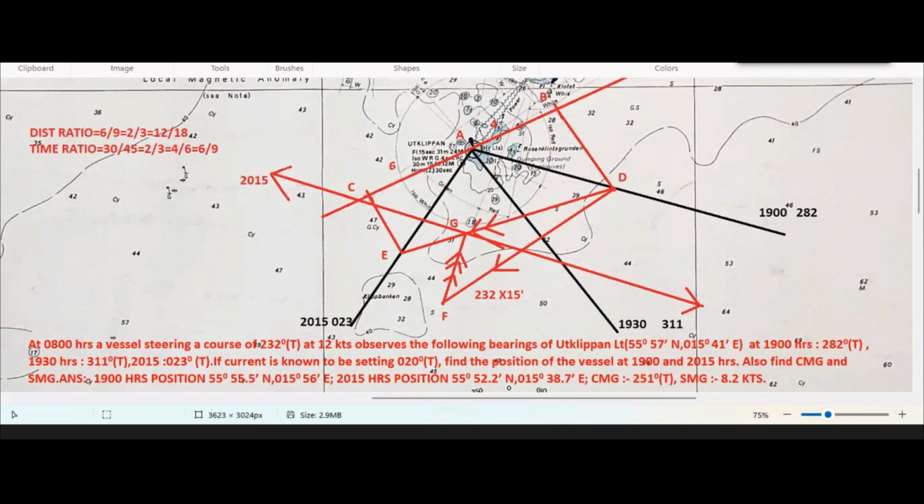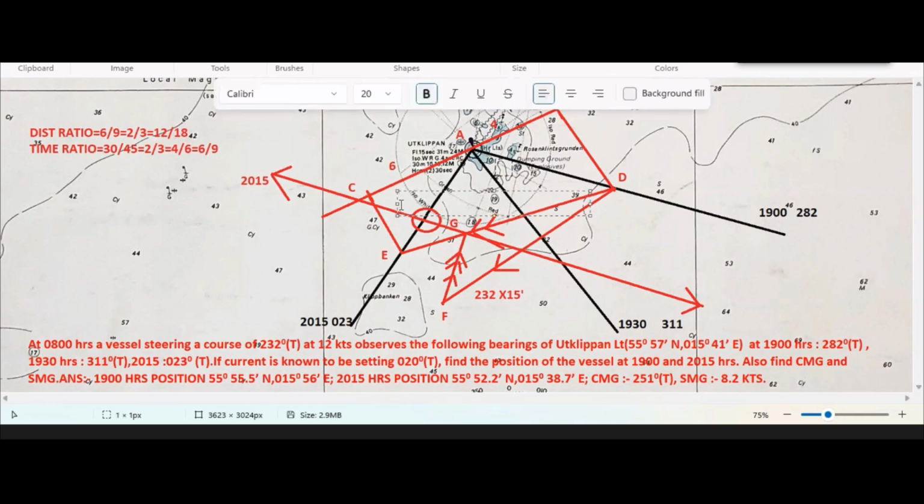So once these two are intersecting, this is my circle that I am putting in. This is my position of the vessel at 2015. So this is your H point. H is the vessel's position at 2015.